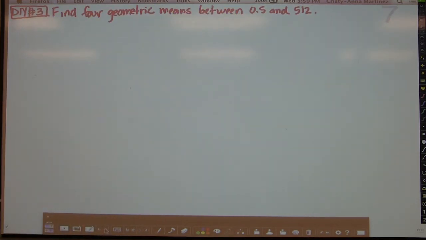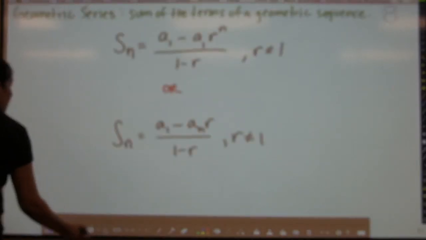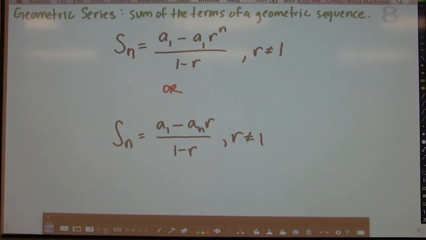So 2 options there. And that's how you do that, guys. So we're going to let you try to find the 4 geometric means between 0.5 and 512. And then we will go on to our next topic, which is the idea of a series. As I mentioned earlier, in the case of a series, you are adding up the terms of a geometric sequence, and we have a formula for that.